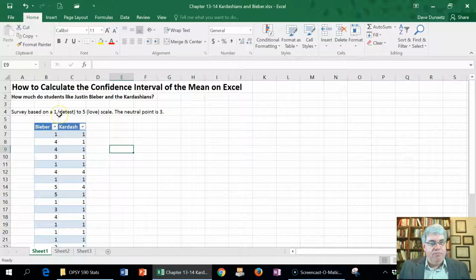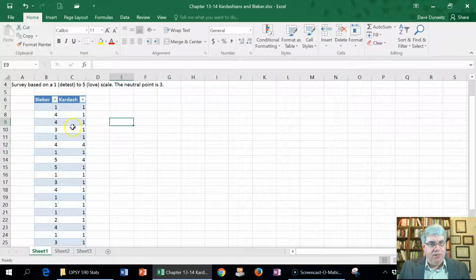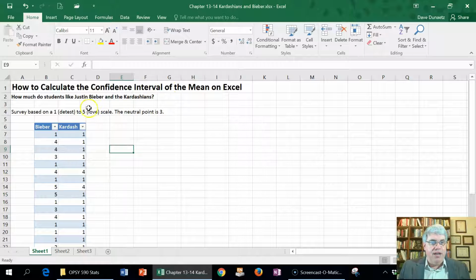So here we have some data on Justin Bieber and the Kardashians, and they were asked, how much do you like Justin Bieber and how much do you like the Kardashians? It went from 1, which meant they detested them, to 5, which meant that they loved them. So it was a 1 to 5 scale, and the neutral point is 3. That's kind of the don't dislike them, don't like them.